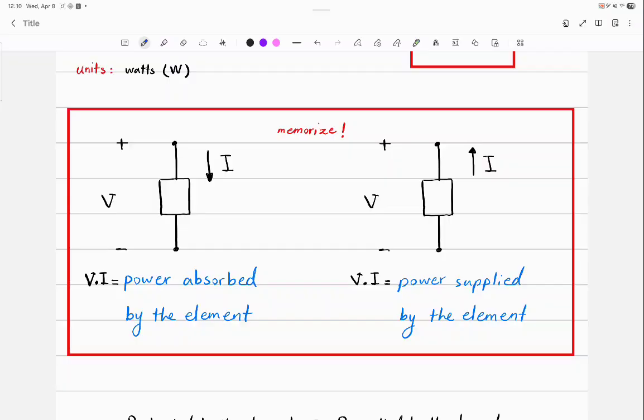Okay? That's one issue. I need you to focus on the labels. Okay? The label I is entering from the positive terminal of the label V. You multiply them, it will give you the absorbed power. Now, the next question. What if my absorbed power is negative? What does it mean? It's actually supply. Okay? So that's where the negative sign comes to play a role.